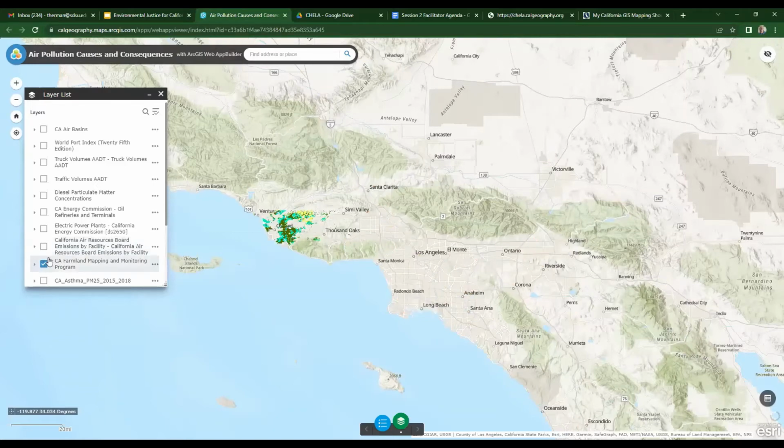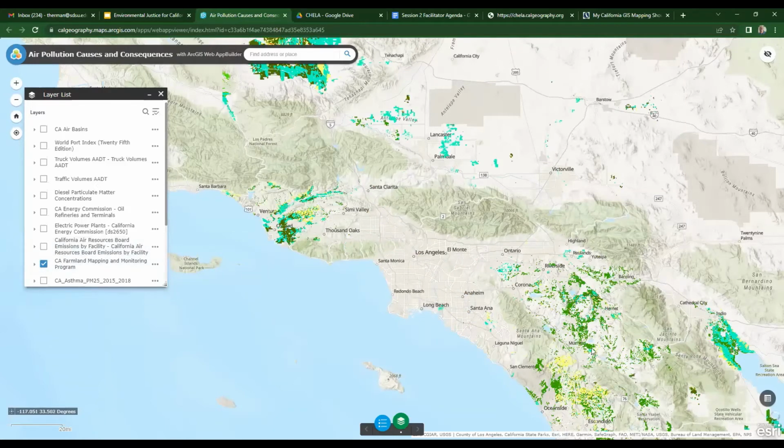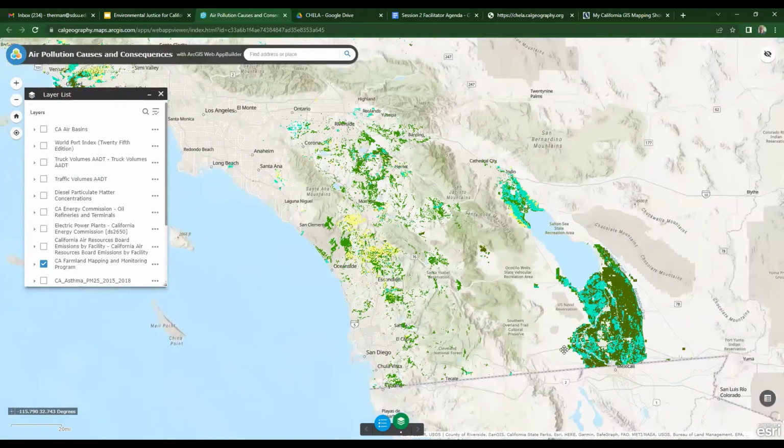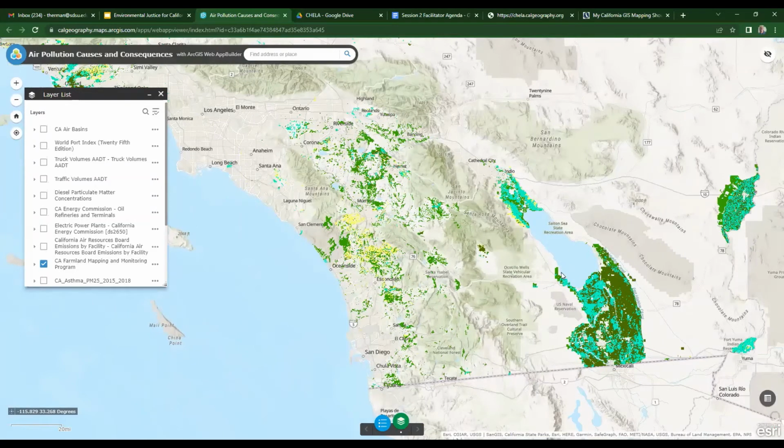There's also data here on where farmlands are, because there are particular types of pollutants generated by the disturbance of the soil that happens with plowing and harvesting, and the application of pesticides. Those things are going to cause other localized problems. So you can see, in the Imperial Valley, for example, all of the farmland, and the communities around there are going to be exposed to air quality problems related to farm operations.